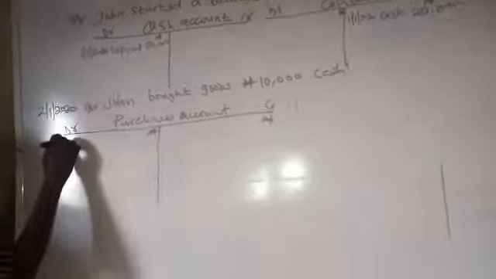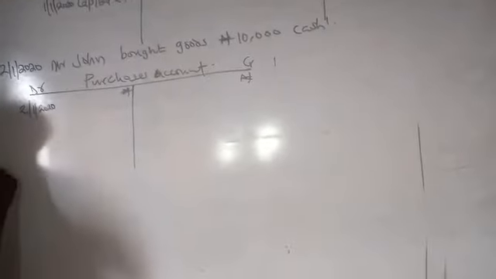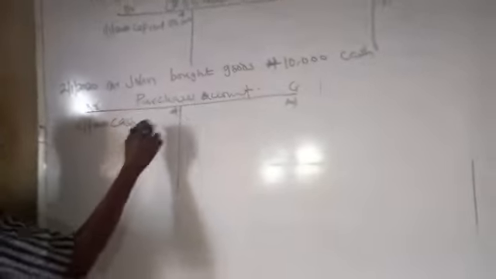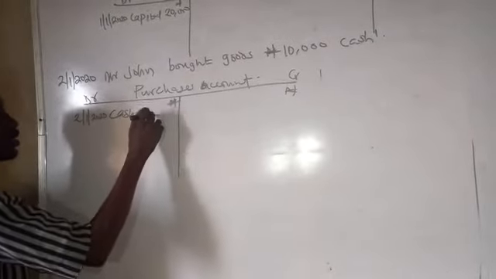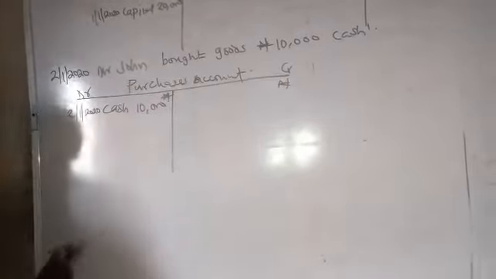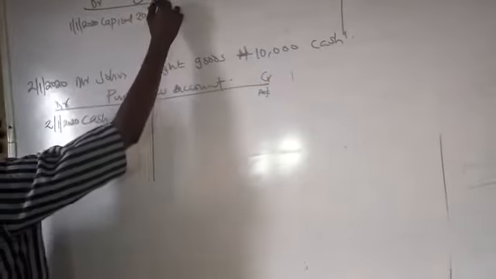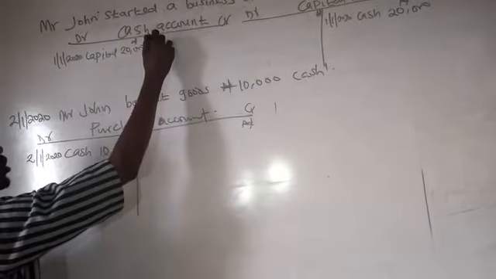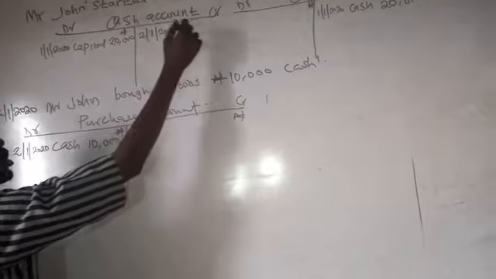On the 2nd of January 2020, against cash, 10,000 naira, and the corresponding credit entry will be on the cash side on the 2nd of January 2020, purchases.